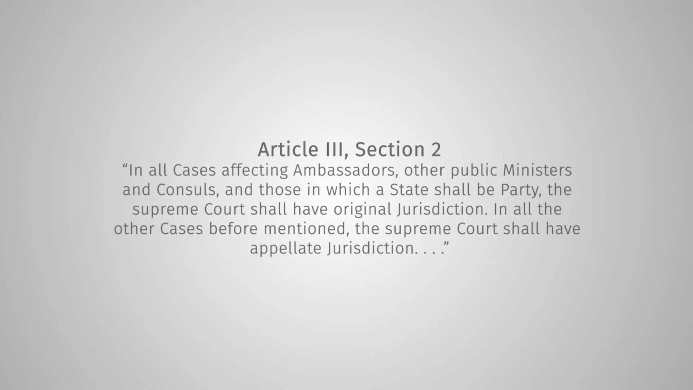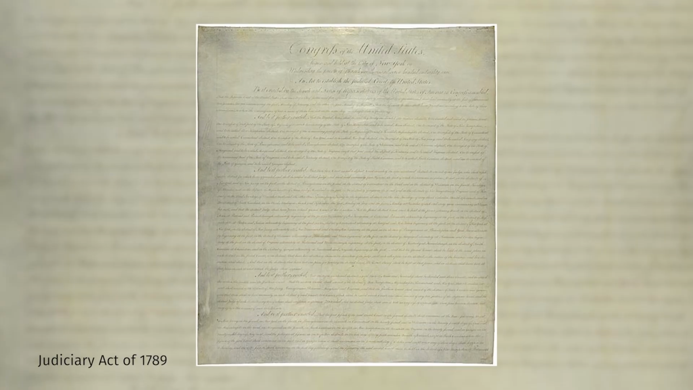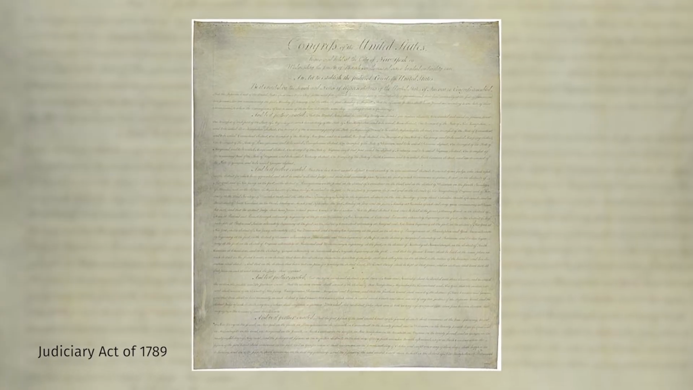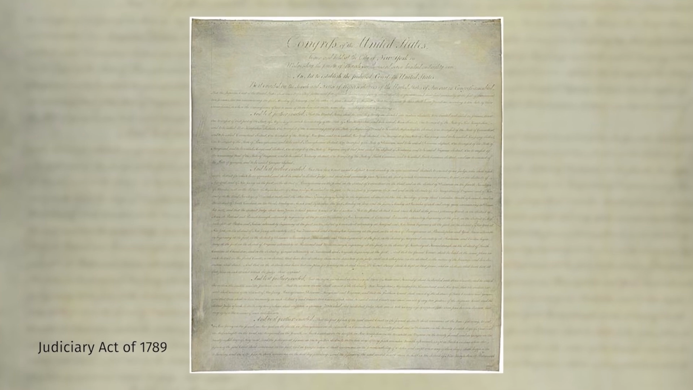Article 3, Section 2 of the Constitution provides that the Supreme Court shall have original jurisdiction in all cases affecting ambassadors, other public ministers, and consuls, and those in which a state shall be a party. In all the other cases before mentioned, the Supreme Court shall have appellate jurisdiction. Marshall concludes that Section 13 of the Judiciary Act of 1789, which purports to expand the Supreme Court's original jurisdiction to include the writ of mandamus, is unconstitutional.